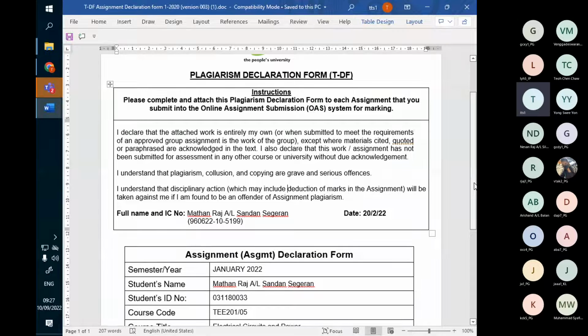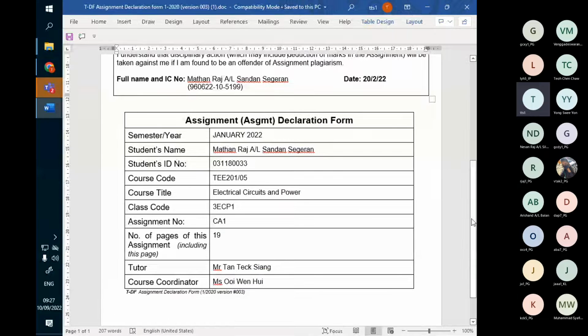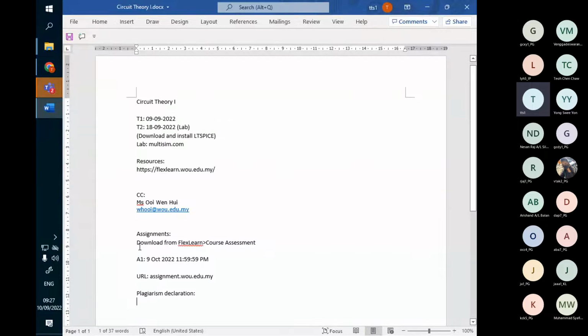You don't need to write it down also. You just need to press copy and paste only. Okay, so make sure that you submit your form, the declaration form.